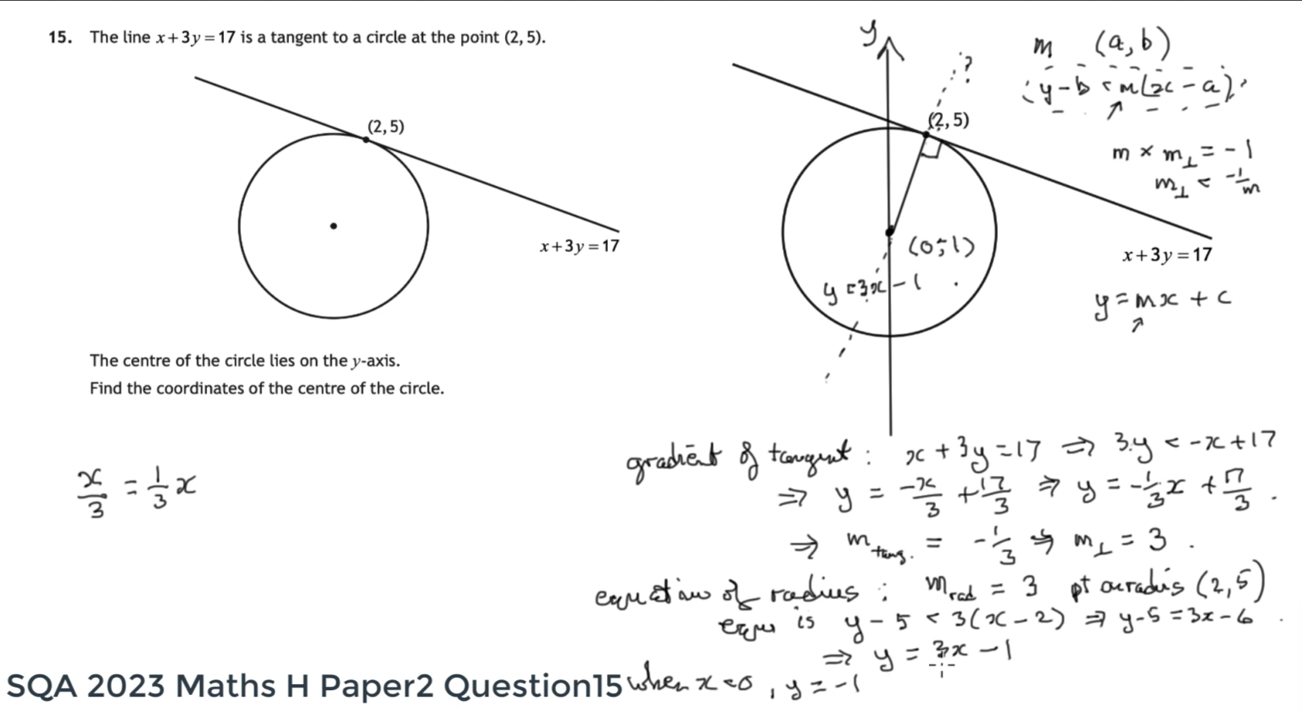And you remember y equals mx plus c. This constant c at the end is where a line crosses the y-axis. So it crosses at -1, which is what we've got in this diagram. So let's just answer the question. Centre is (0, -1).